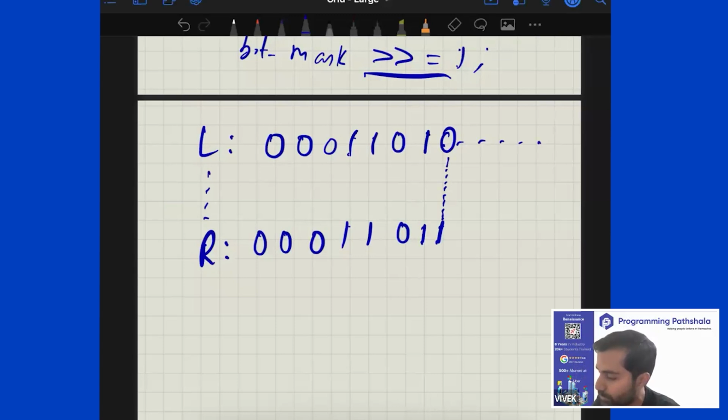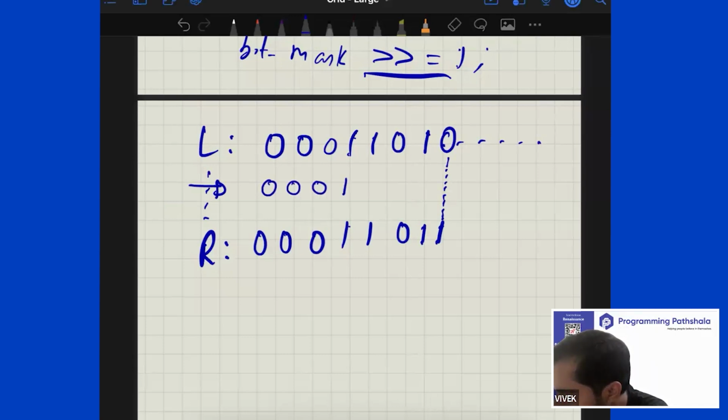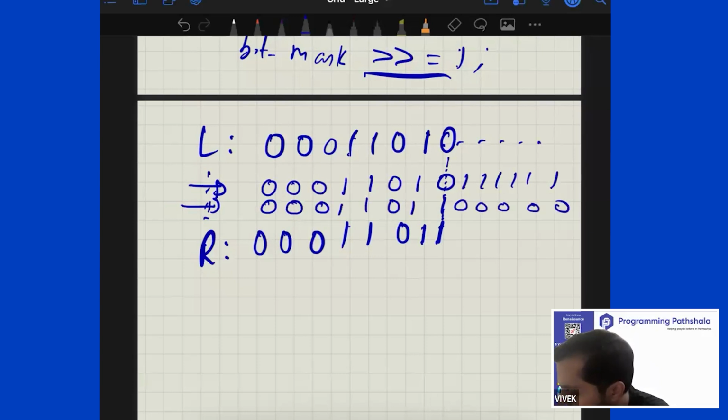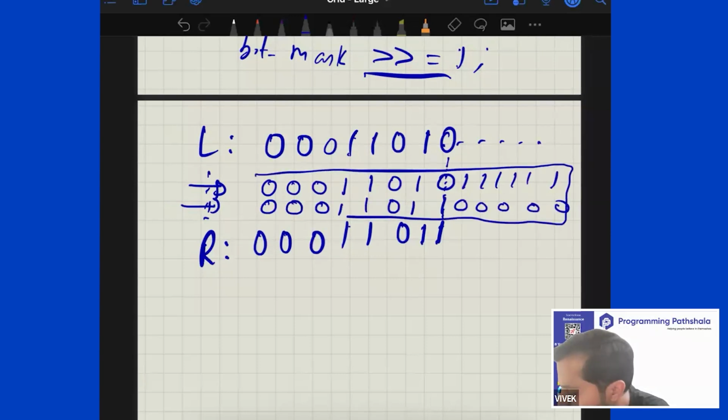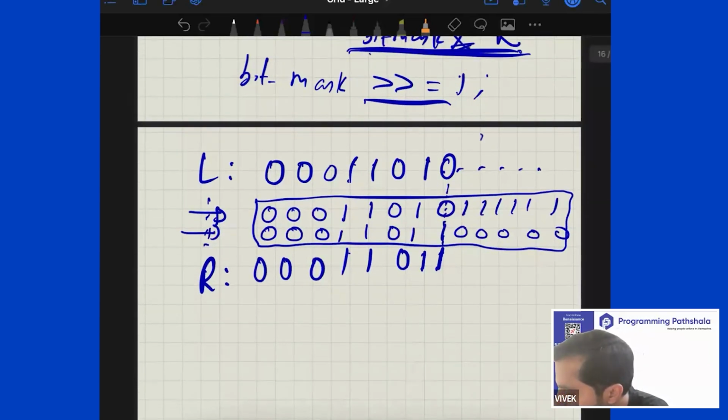Because this position differed, it means that we would have gotten a number here of the form 000110110, all ones. And right after that, I would have gotten a number of the form 1 followed by all zeros. So if I take XOR of this and that, I'm going to get the best possible result. So what is my agenda? My agenda is to somehow find this position, the position where the bits differ for the first time.